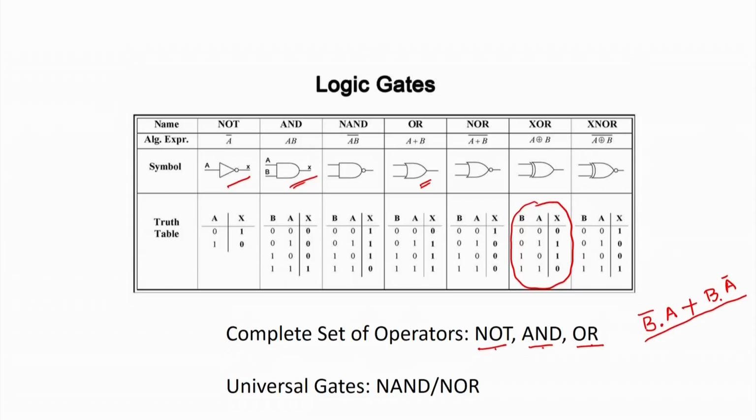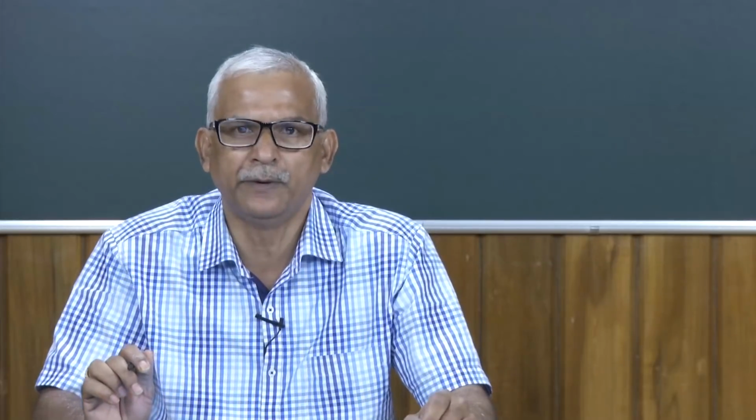Now, as an assignment, think about how to implement this particular function with the help of only NOR gates or NAND gates. Take it as an assignment and see how this circuit can be implemented with the help of only NAND gates or with the help of NOR gates.